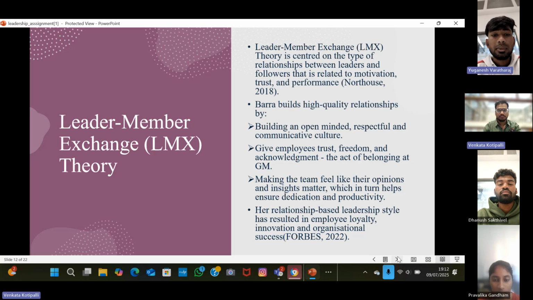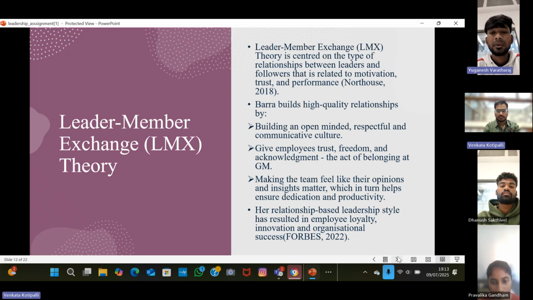Coming to the next slide, leader member exchange theory. Leader member exchange theory is a concept on the types of relationship between the leader and follower that are related to motivation, trust, and performance. Northouse 2018. Barra builds high quality relationships, building an open-minded, resourceful, and communicative culture. It gives employees the freedom and acknowledgement of belonging to GM, making them feel like owners of the operation, which helps to ensure education and creativity.